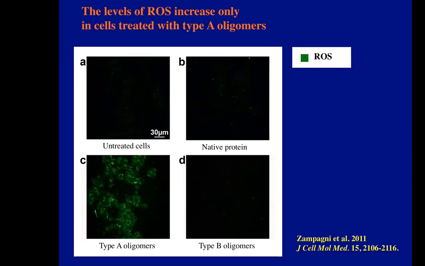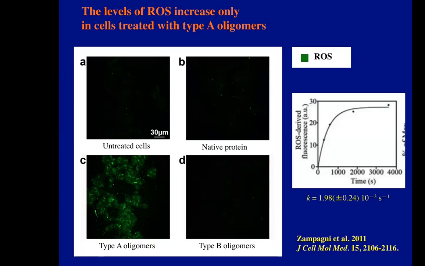Then we also probed the levels of intracellular ROS, and again we did experiments in a similar fashion, adding the oligomers to the extracellular medium. In the untreated cells we couldn't detect many ROS. With the native protein, again nothing happens, and only by adding type A oligomers we could see an increase of oxidative stress with detection of ROS levels. And again, we could repeat the experiment at different time points and get the time constant. And you can see that in this case, the kinetics are slower relative to the intracellular calcium increase. So the increase of intracellular ROS is slower relative to the increase of calcium.